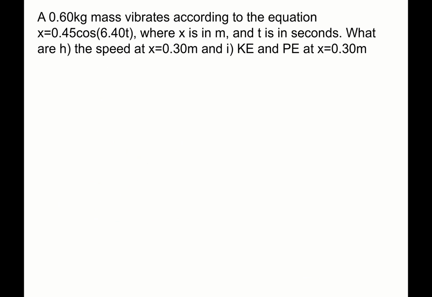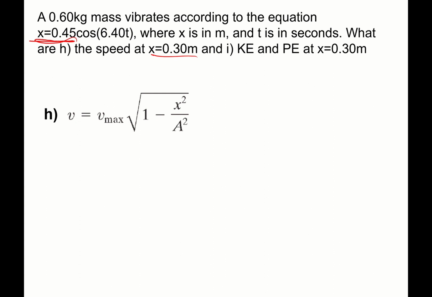Okay, so what else do we have? Well, we're going to look at what happens when we're at a position of 0.30 meters. Remember, looking at the equation, our amplitude is 45 centimeters, and so we're going about 2/3 of the way out to 30 centimeters. We want to find out what's the speed there, and what's the kinetic energy, and what's the potential energy there.